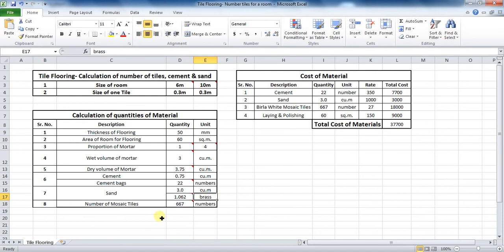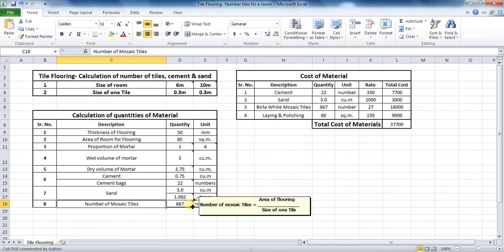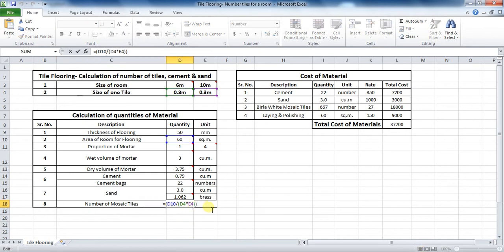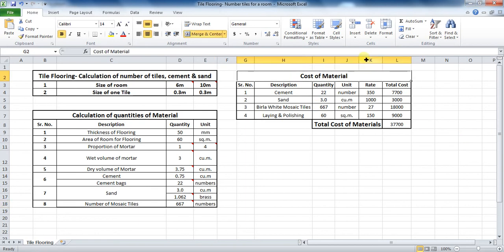Now, we will calculate the number of mosaic tiles required in the room. For that, the formula is area of flooring divided by size of one tile. So, the formula in Excel will be equal to bracket cell D10 divided by bracket cell D4 into cell E4, which is equals to 667 numbers.